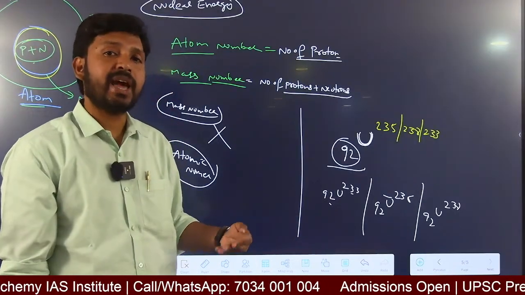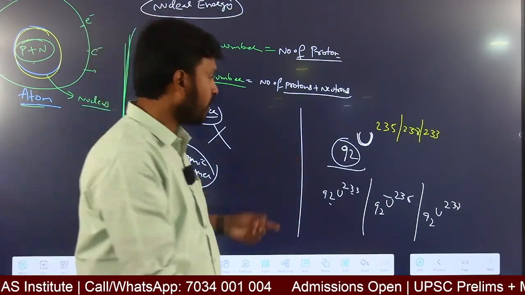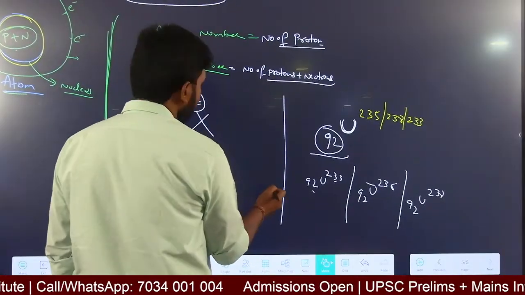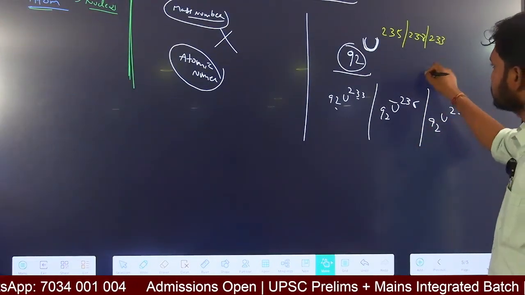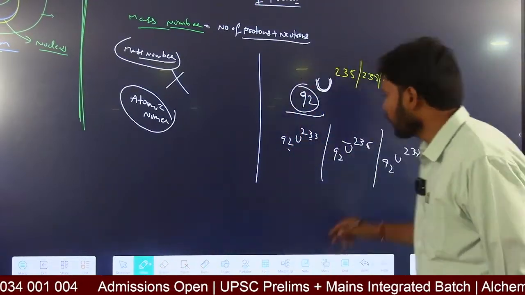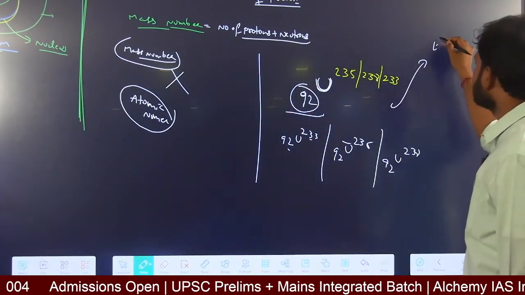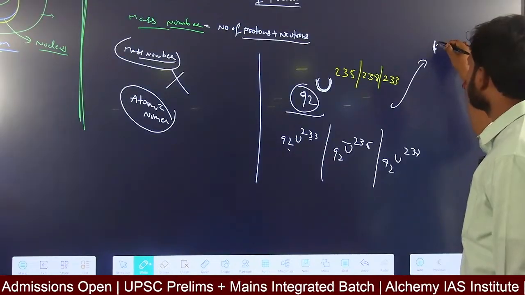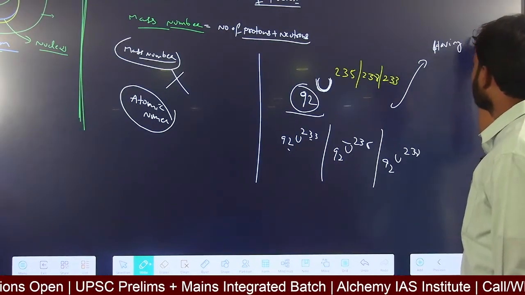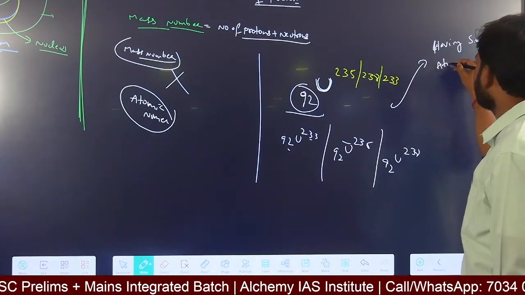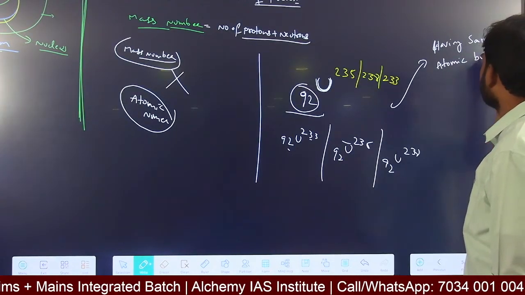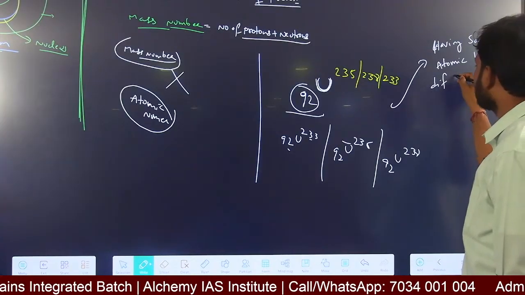Such elements which are having the same atomic number but different mass number, I'll write here: elements or things which are having the same atomic number but different mass number.